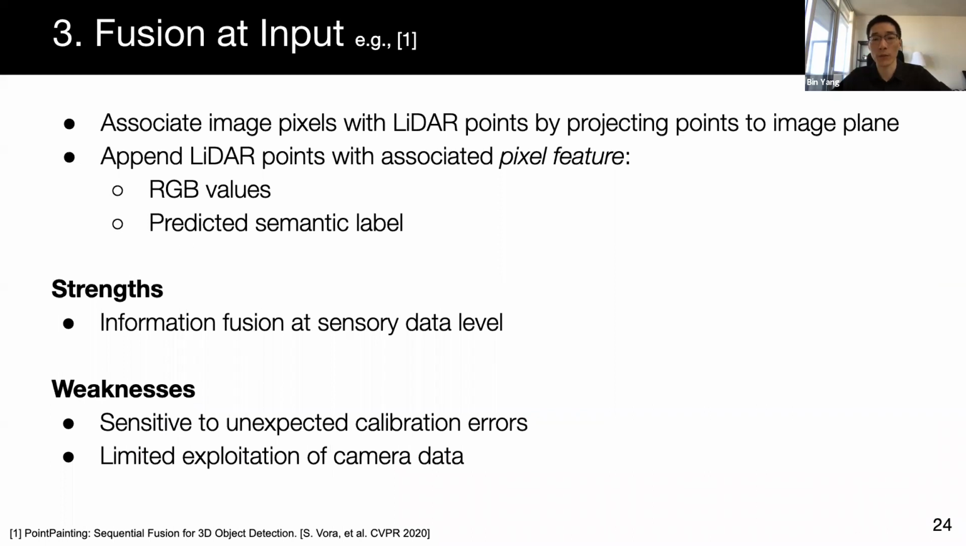Compared with output fusion, these methods provide denser fusion of raw sensory data. However, they don't exploit camera information fully as it's represented in a primitive and low-dimensional format. They are also sensitive to unexpected calibration errors between sensors.